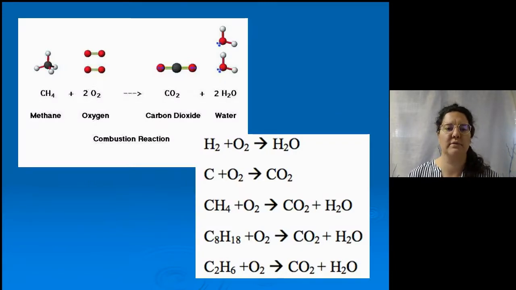So here we have methane and oxygen, and they can form carbon dioxide and water, and some other combustion reactions like propane and oxygen form carbon dioxide and water, and ethanol and oxygen form carbon dioxide and water. Now, these aren't balanced chemical equations that are shown down there.